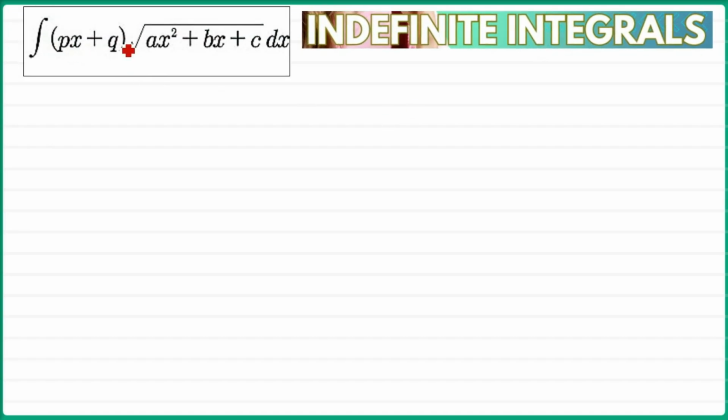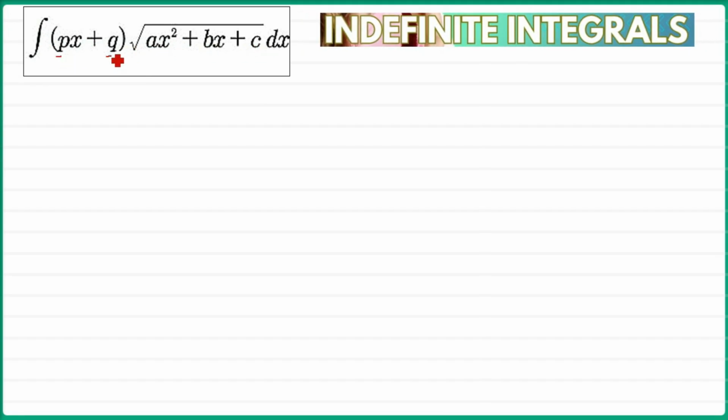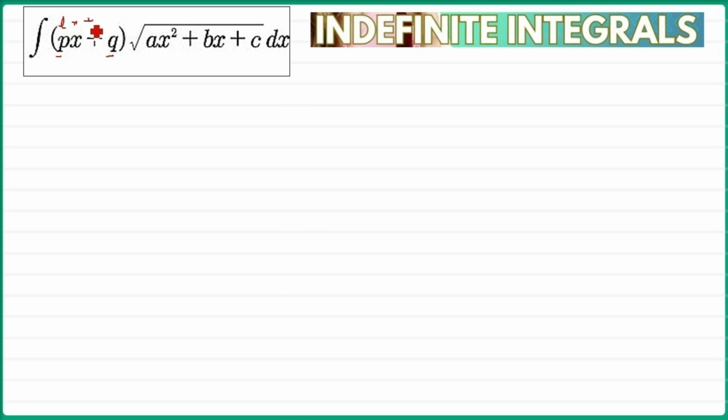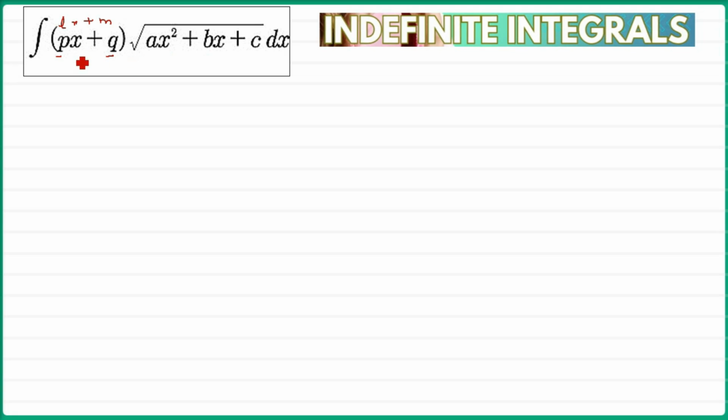So we have the integration of px plus q, and inside the square root we have ax square plus bx plus c. Now these letters p and q can be changed. You can take them as L or M or any symbol or letter. Now how to solve this?